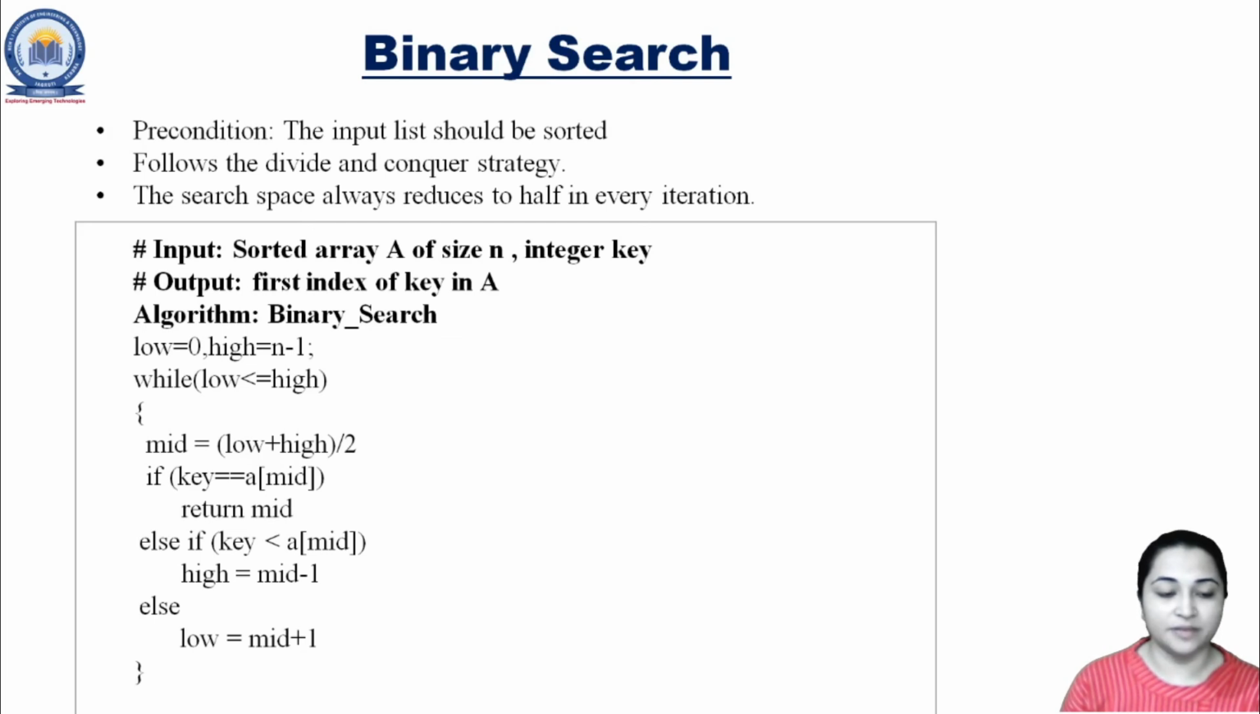So let us now see the binary search algorithm. As we have seen in the example, we will need a sorted array as input of size n and a key to be searched. In output, we will get the first index of the key which is present in array A. Right? So in binary search, we will start by initializing the low and high index. Low would be pointing to the first element, which is present at index 0, and high will be pointing to the last element of the list, which is n minus 1.